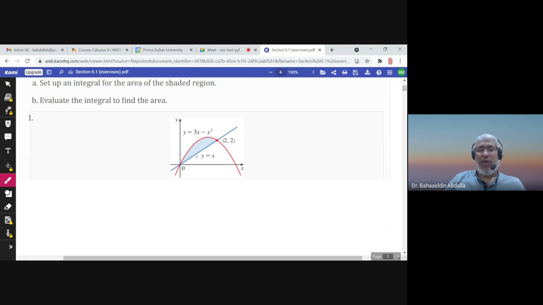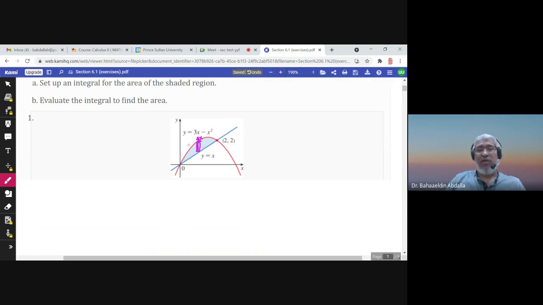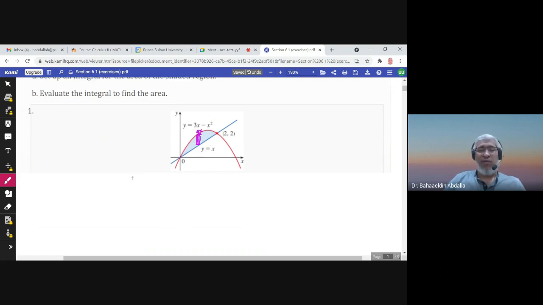Well, here I have a region. This is a function y, this is another function y. If I choose a vertical rectangle here, I will notice that the width of this vertical rectangle is delta x. And if you move this rectangle to the right and to the left, always the red curve would be above the blue curve. So I have this equation.